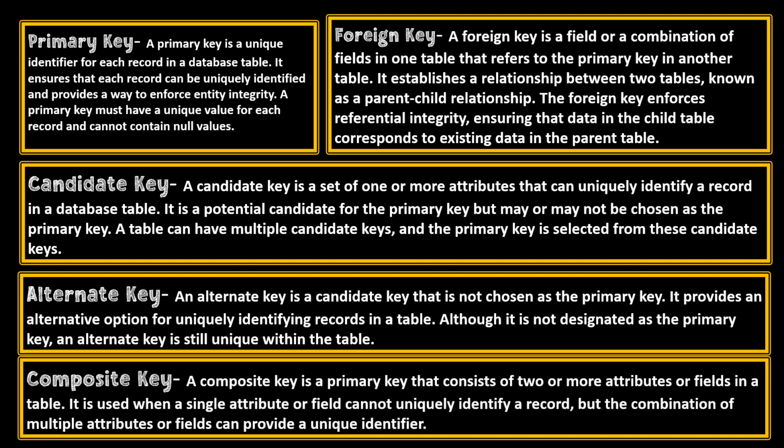Composite key. A composite key is a primary key that consists of two or more attributes or fields in a table. It is used when a single attribute or field cannot uniquely identify a record, but the combination of multiple attributes or fields can provide a unique identifier.